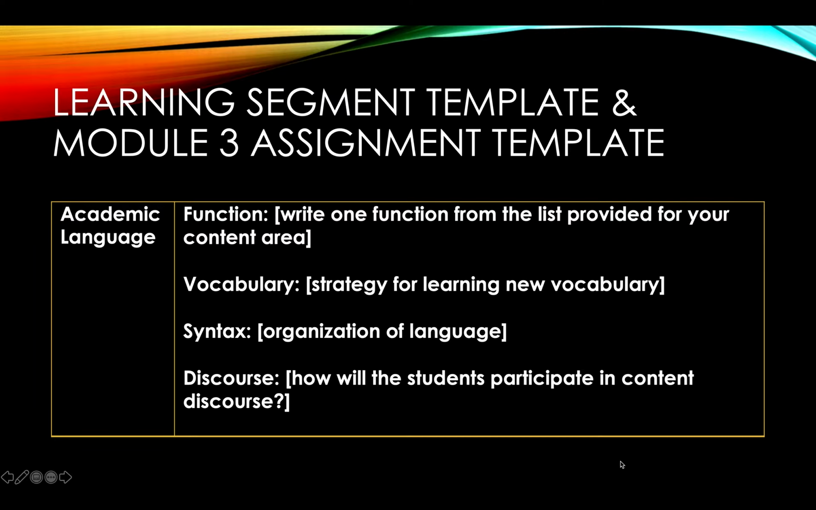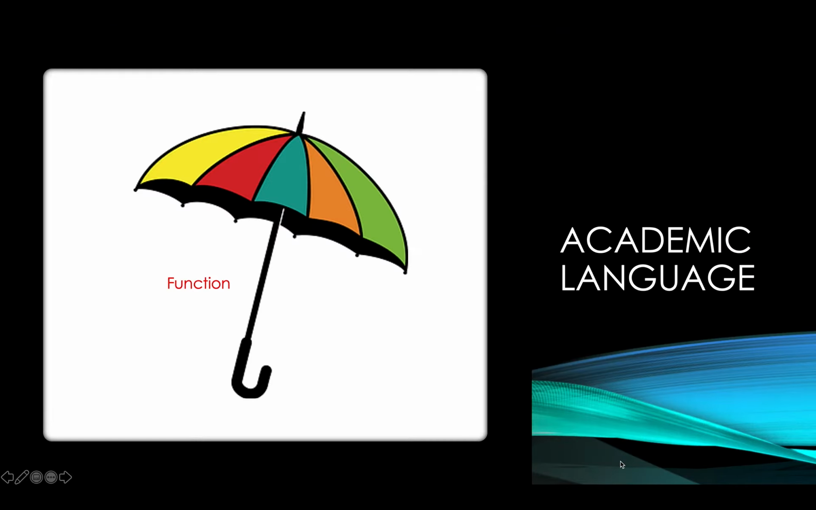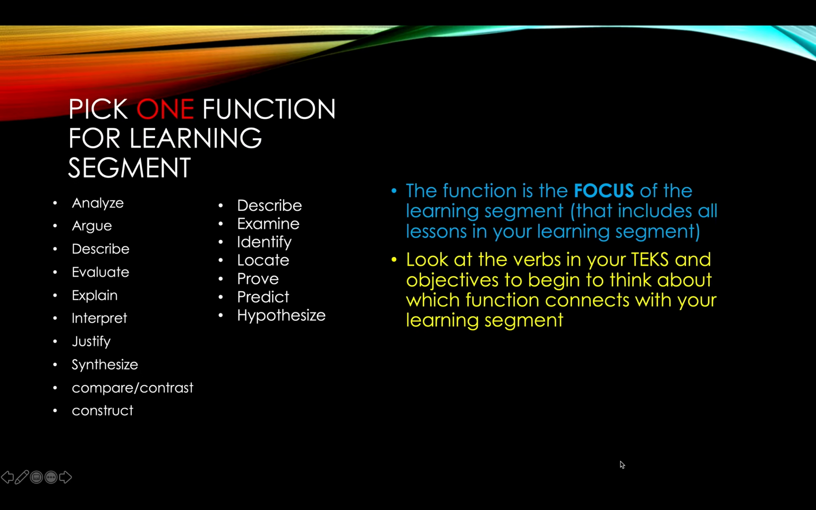So we're going to break down each of these parts of academic language. We're going to start with function. So remember, academic language is that umbrella, and the 4 different parts of it are listed underneath, and we're going to start with function. And function is really all about purpose. It's what's the purpose of your learning segment.